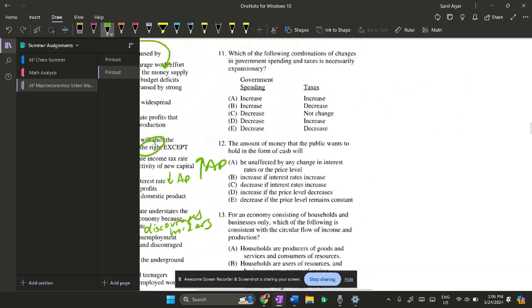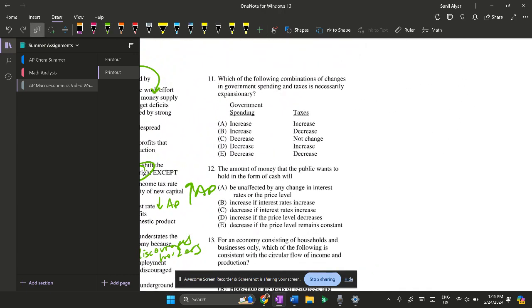Sorry about that. Okay, so which of the following combinations of changes in government spending and taxes is expansionary? So expansionary, I'm just going to look at government spending. That means increase in government spending, and then taxes decrease. So increase, decrease. There it is, 11B.